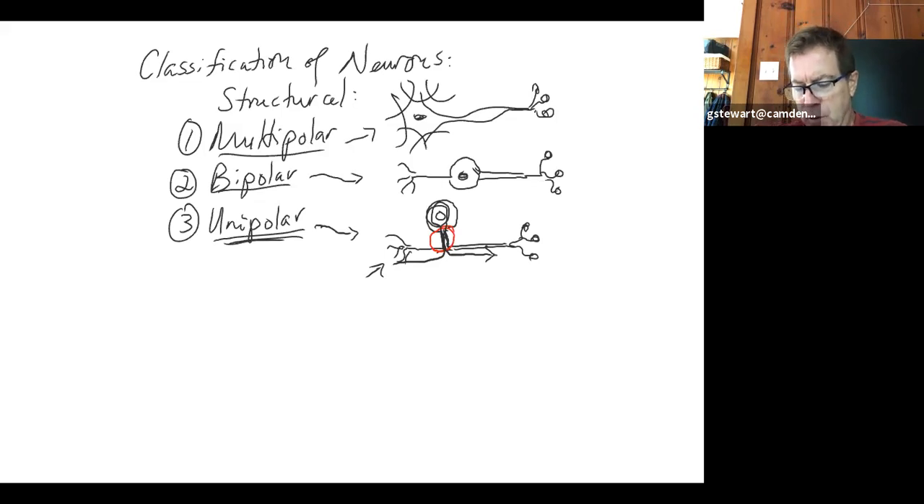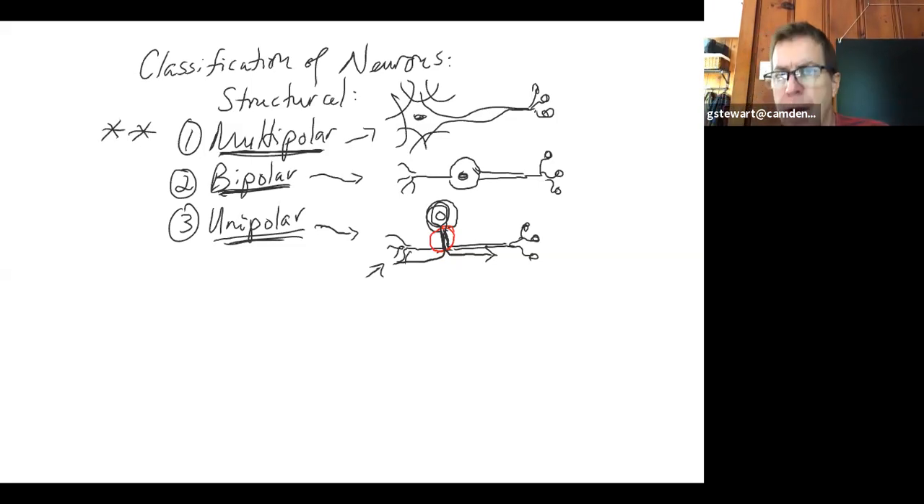So multipolar neurons are the most common type of neuron in the human body. They're the major type of neuron in the central nervous system. These are basically all motor neurons and most interneurons in the central nervous system. Bipolar neurons are quite rare. So multipolar are common, and number 2, bipolar are not.